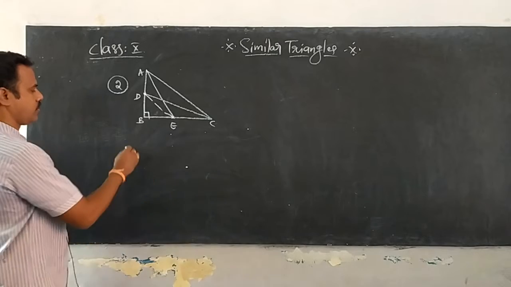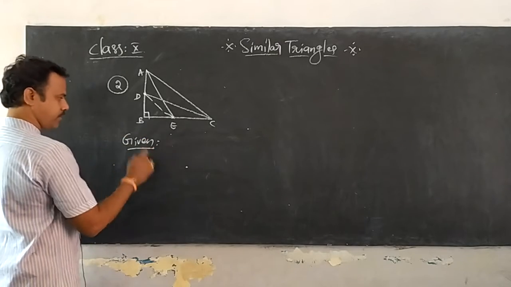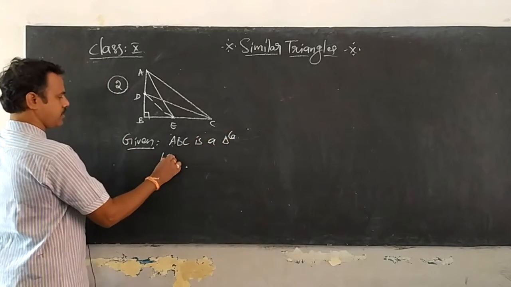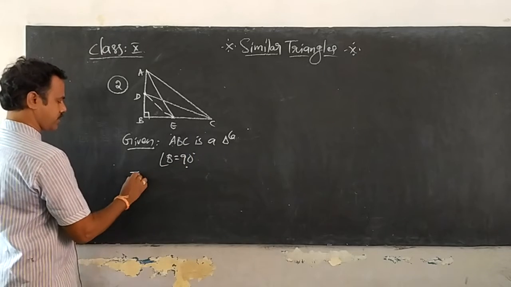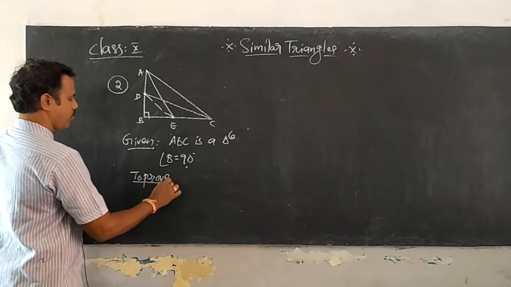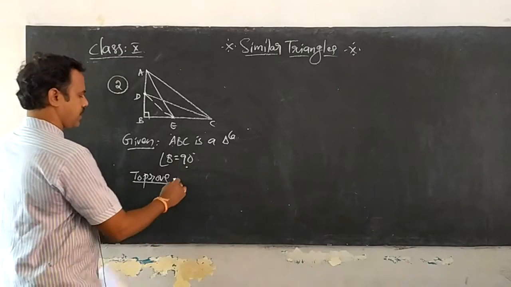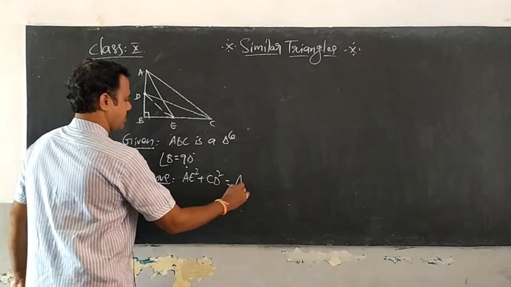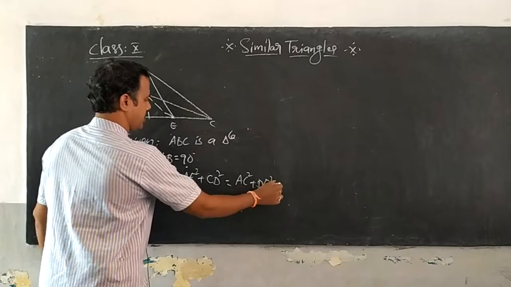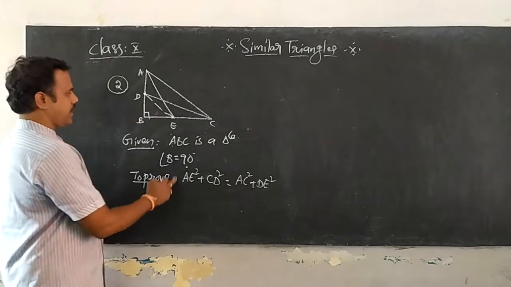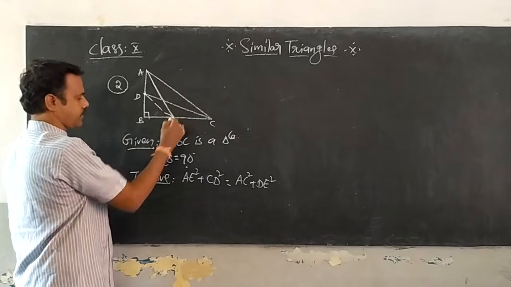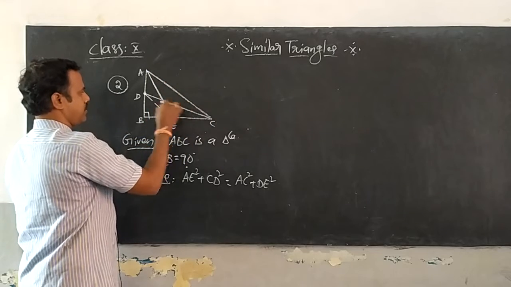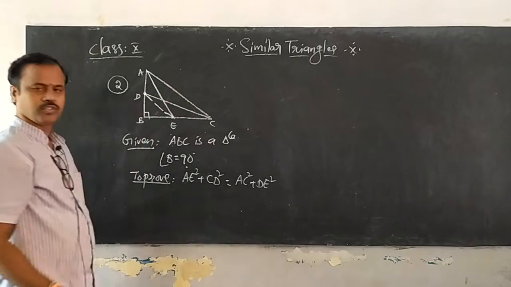Given, ABC is a triangle, angle B is equal to 90 degrees. What is to prove here? AE square plus CD square is equal to AC square plus DE square. You need to prove that.